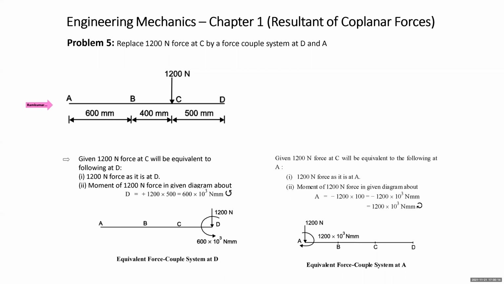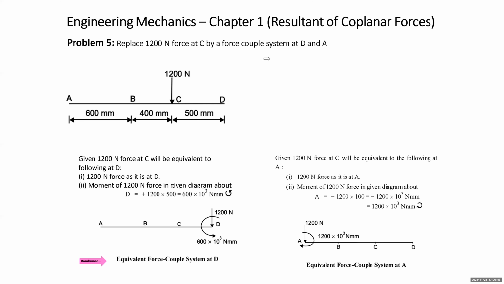See, I have written it here also. Can you see that? The given 1200 force at C will be equivalent to a 1200 force as it is at D, and the moment of the 1200 Newton force in the given diagram about D. So 1200 into 500 is 600 into 10 raised to 3 Newton mm, anti-clockwise. I have written that here. This is your answer. If you don't write this explanation in the examination, it's okay. Directly write the same force at D and the moment of 1200 in the given diagram about the point.